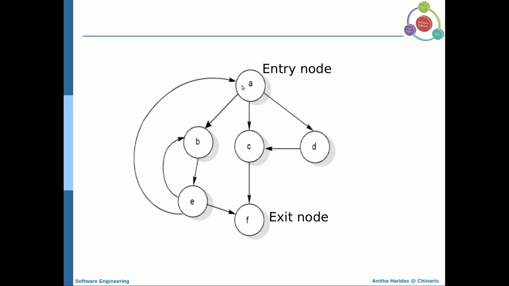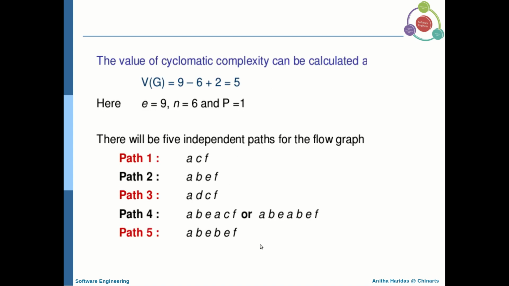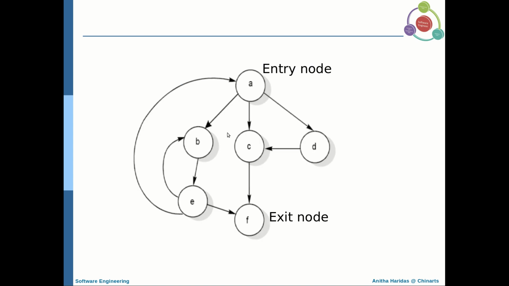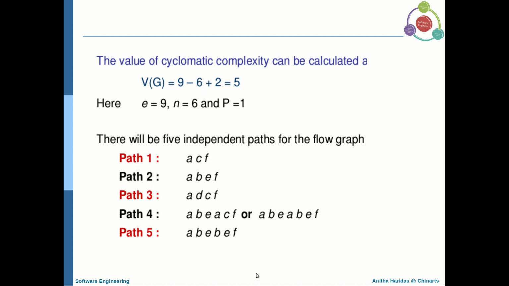A, B, E, C, F. A, B, E, then again A, C, F. Or you will have another path which will be taking A, B, E, then it will go back to A itself. Instead of C, it will go to B, then C and F. This is another independent path. So this can be called another path.